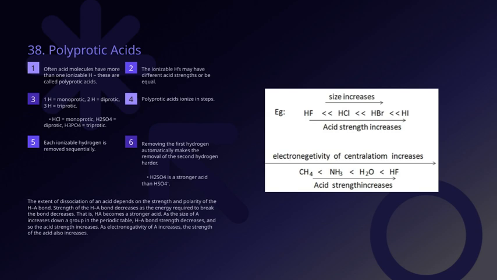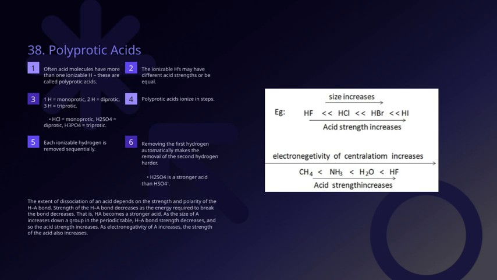Another point to keep in mind is that as the size of the group increases down a group in the periodic table, the H-A bond strength decreases, which in turn increases the acid strength. Similarly, if the electronegativity of A increases, the acid strength also increases because it stabilizes the negative charge after dissociation.